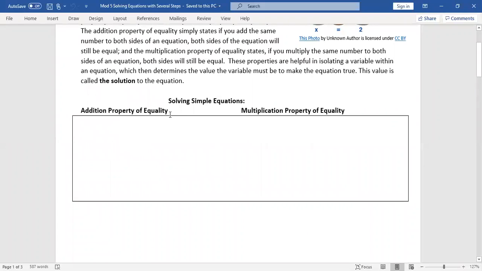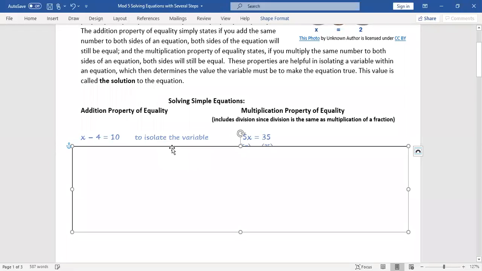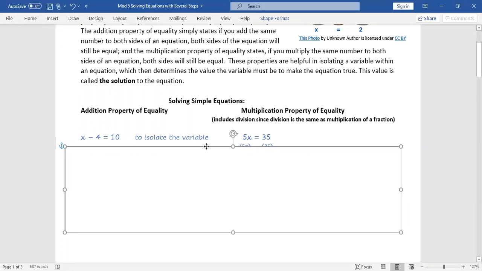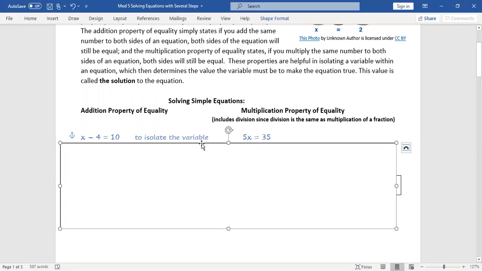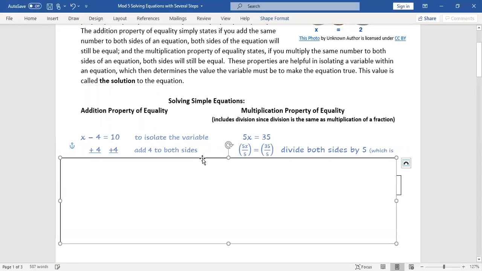So some simple equations that demonstrate these properties are x minus 4 equals 10 and 5x equals 35. My first equation, I'm going to utilize the addition property of equality by adding the opposite of the constant to both sides. 4 is my constant term, and it's being subtracted, so in order for it to go away or to equal 0, I'm going to have to add 4 to both sides. Negative 4 and positive 4 are opposites. When I add the opposite together, they equal 0.